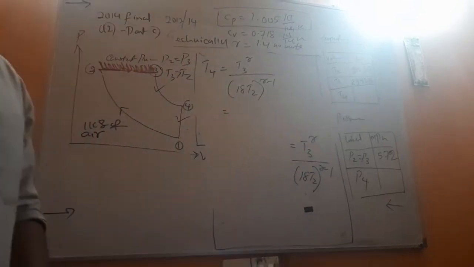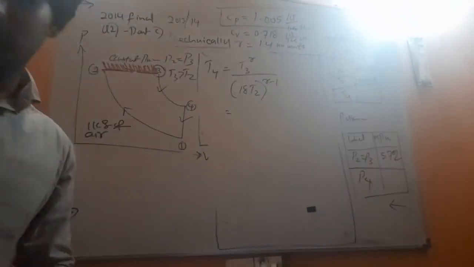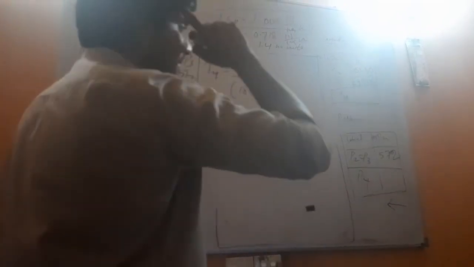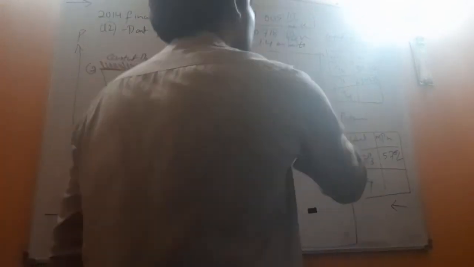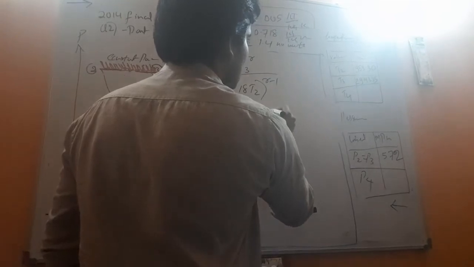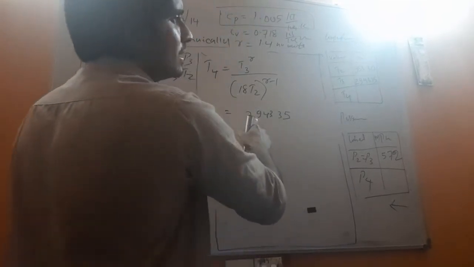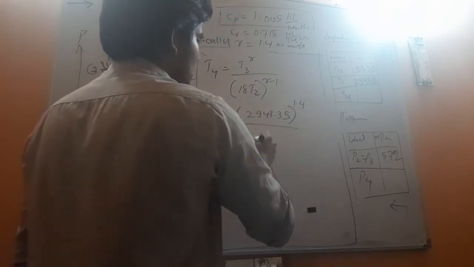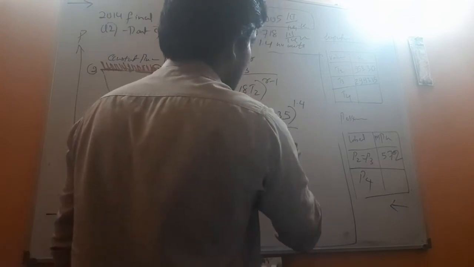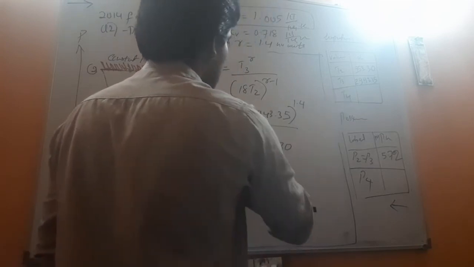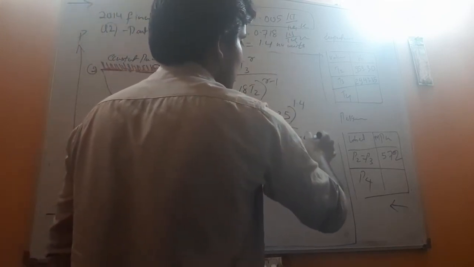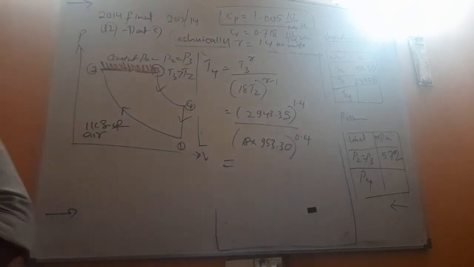Now no problem, right? Now it's no problem. You know T3, what is T3? 2943.35. 2943.35 to the power gamma, what is gamma? 1.4. 18 T2 means 18 multiplied by what is T2? 953.30 to the power gamma minus 1. Gamma is 1.4. 1.4 minus 1 is 0.4. Okay. Let's quickly find that value.